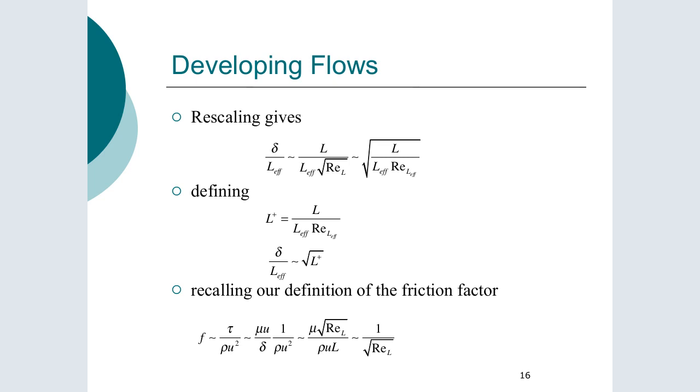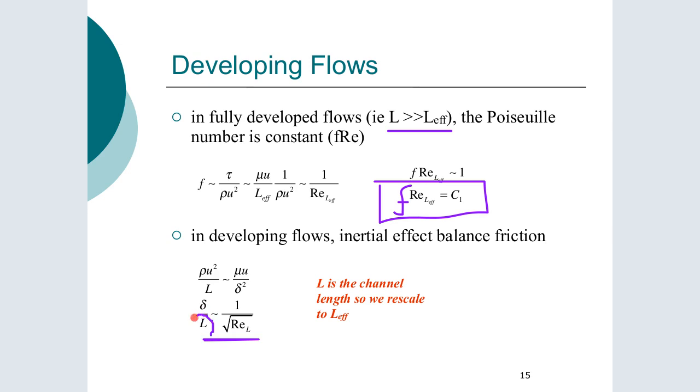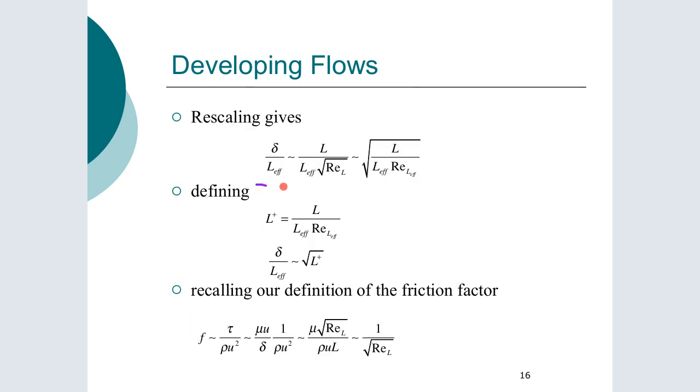Now, if we take that expression, it is expressed in terms of L, which is the channel length. And we're going to rescale it into L effective. How we do that is we just multiply across by L effective over L effective, so effectively by 1. And we end up with this kind of hairier expression. So we just define that as L plus, and we end up with this result here that delta over L effective scales with the square root of L plus, where L plus is this term.